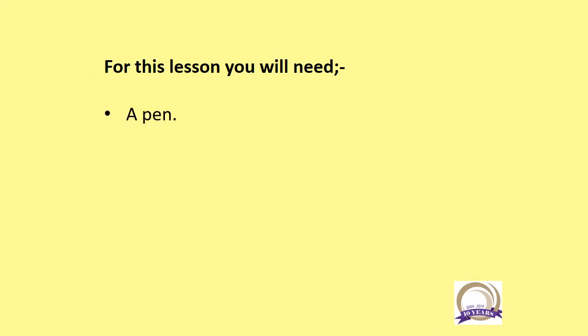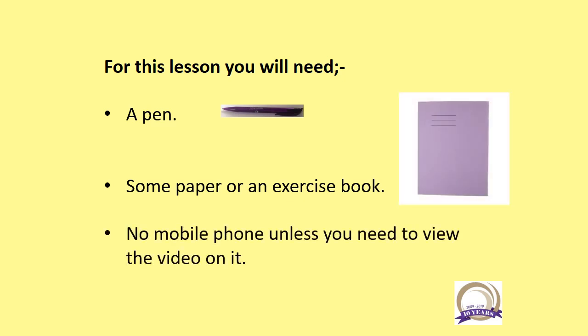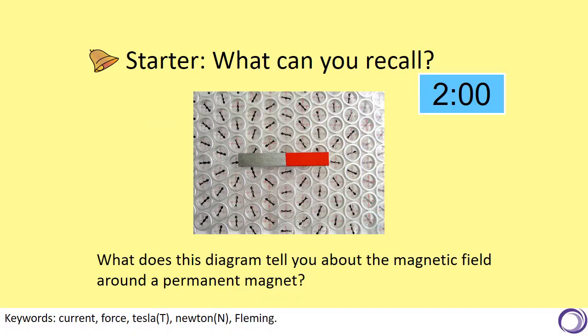For the lesson, you're going to need a pen, some paper and an exercise book to record some answers and make notes if you need to. If you've got your mobile phone on, get it out of the way, get it on mute unless you need to actually watch this video on it. Keep your distractions to a minimum.